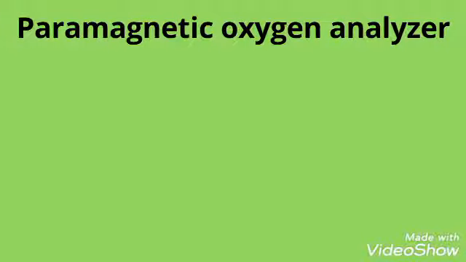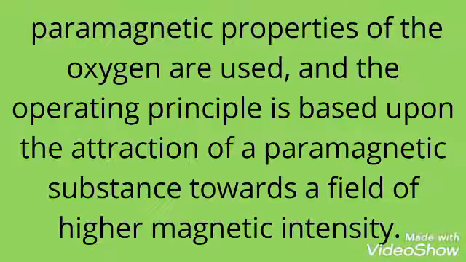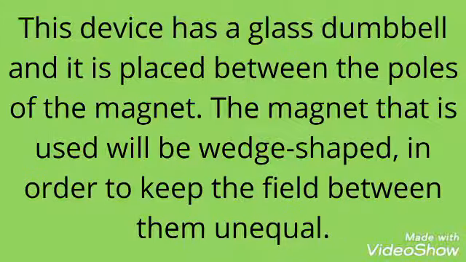The third process of oxygen measurement is the paramagnetic oxygen analyzer. In this we use the paramagnetic quality of oxygen. The paramagnetic properties of oxygen are used, and the operating principle is based upon the attraction of a paramagnetic substance toward a field of higher magnetism.